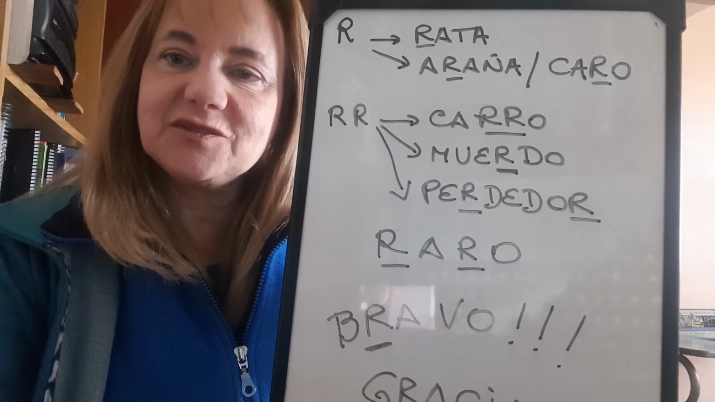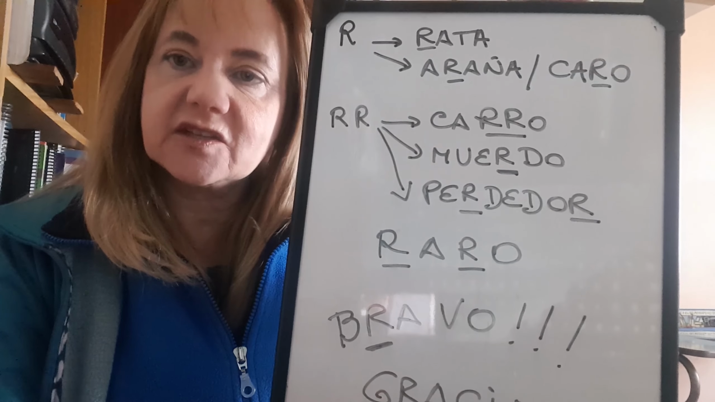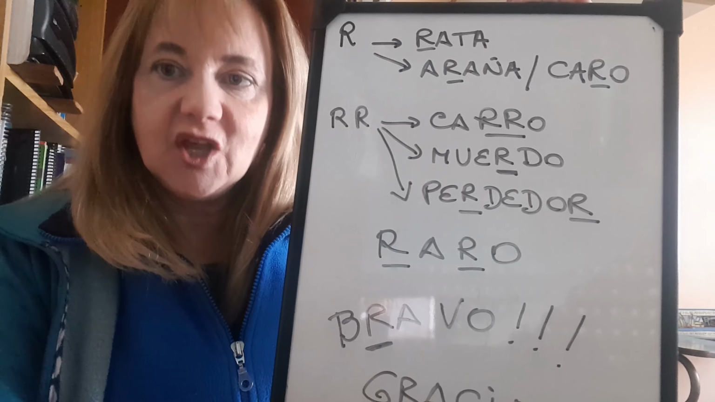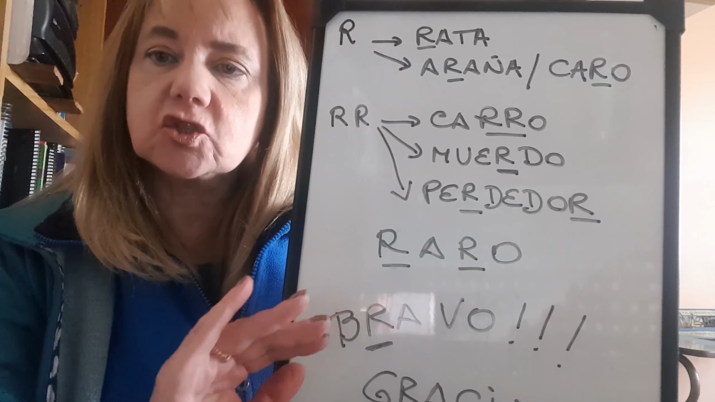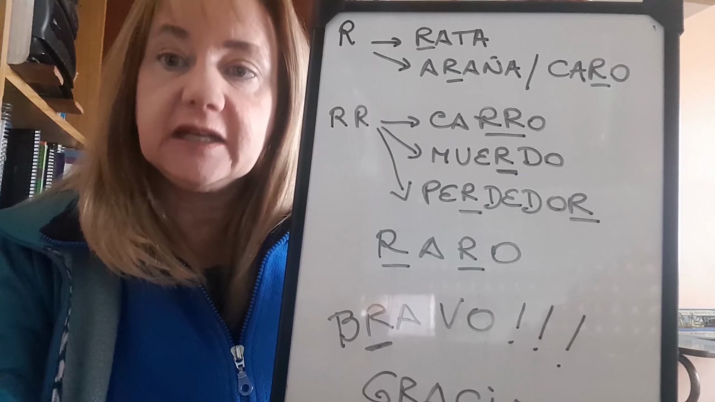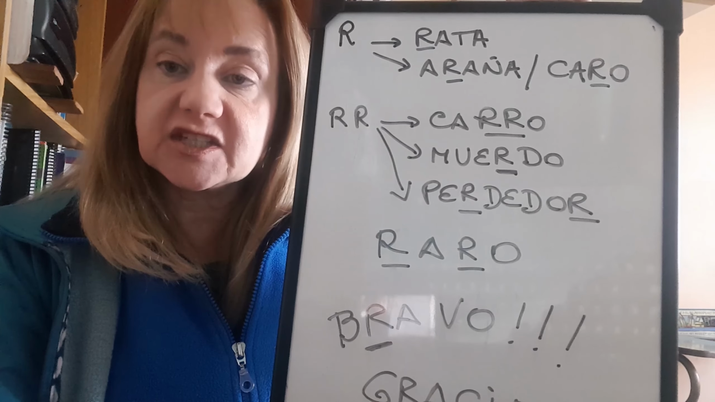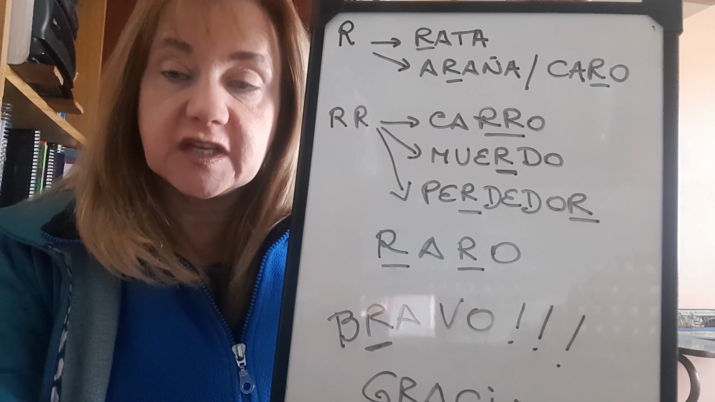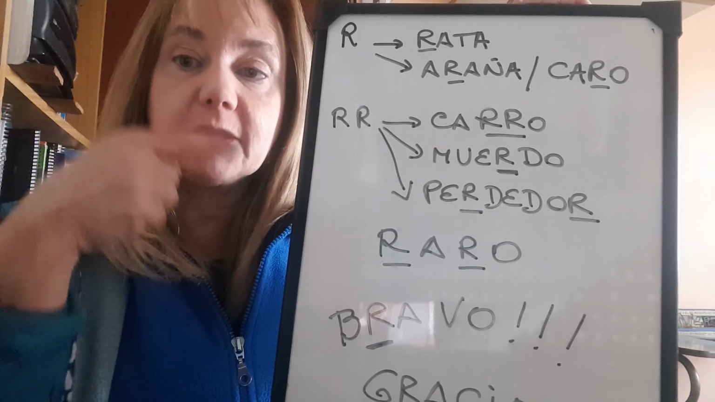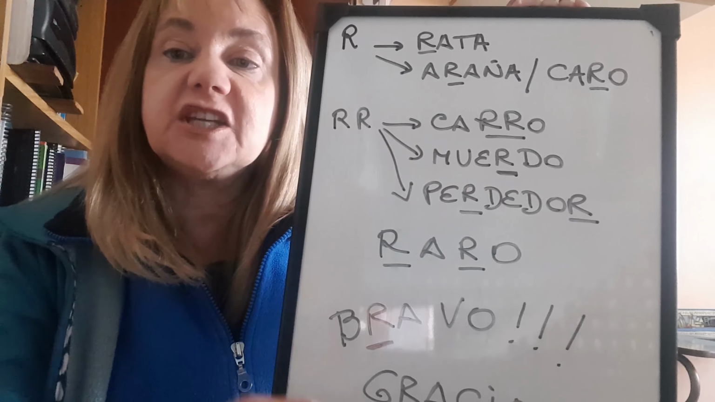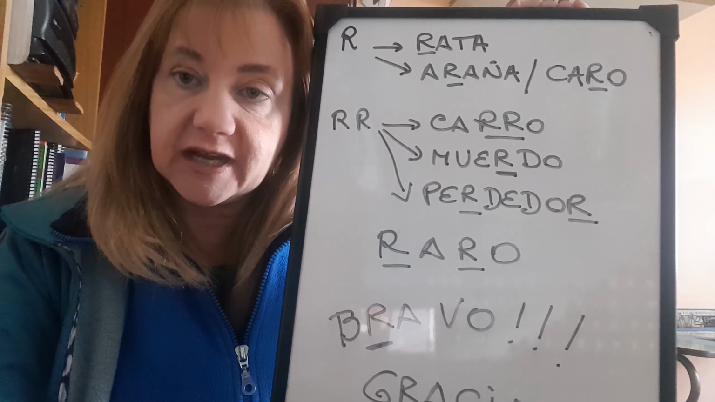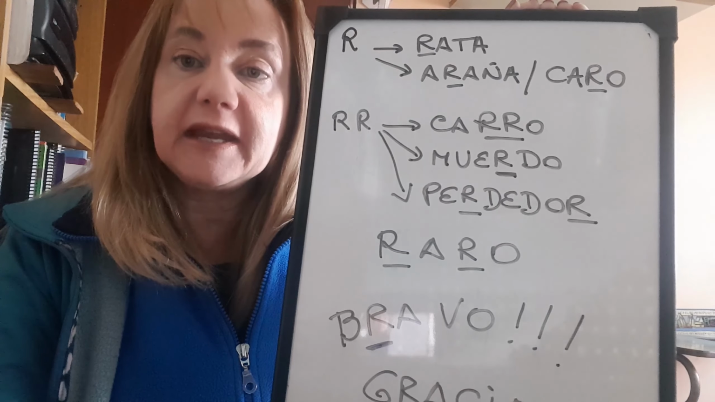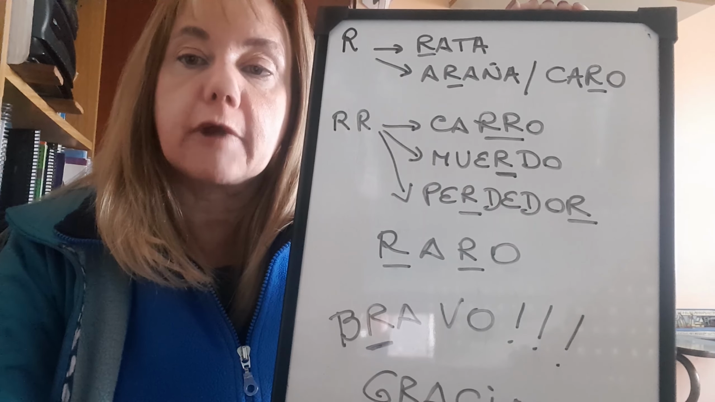I'm here today to tell you the different sounds of the letter R in Spanish. As you know, the sound is totally different from the English sound. In English, you produce it by curling your tongue backwards and touching your upper palate, more or less in the middle. In Spanish, you say ra, rat.